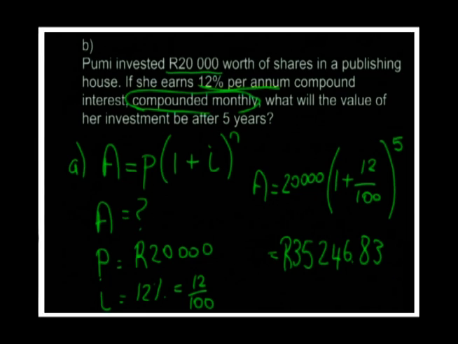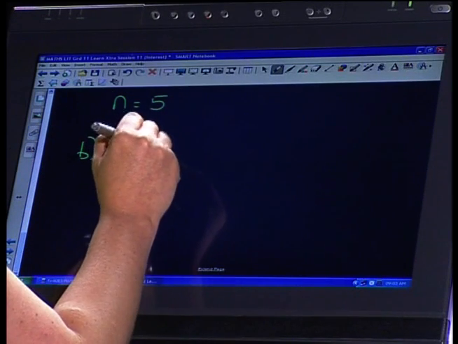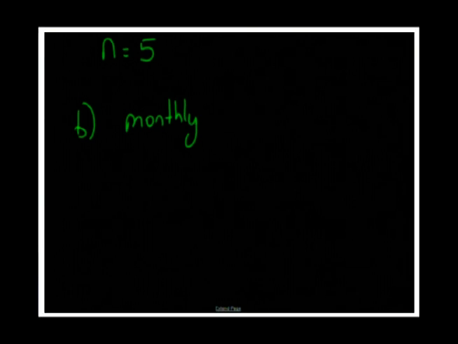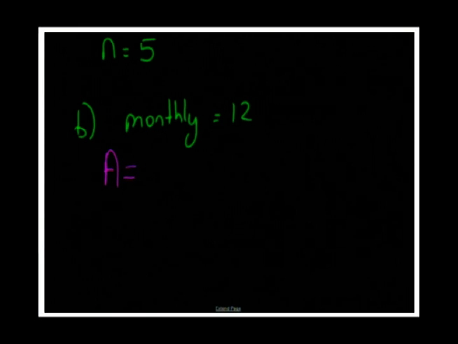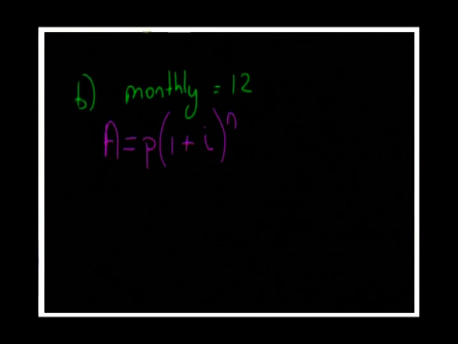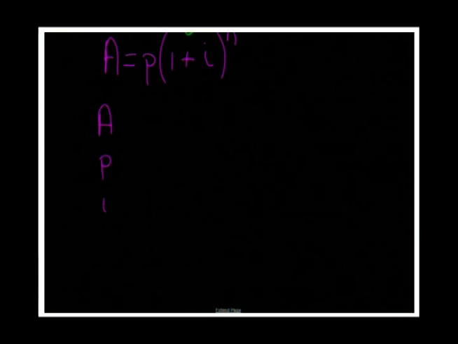So we've now got it compounded monthly. The first thing I'm going to do when I start this calculation is say it's compounded monthly, and I'm going to make a note that there are 12 months in a year. So her money is being compounded 12 times. So we write out our formula first. A is equal to P, 1 plus i, to the power of n. Again, I'm going to fill in all my details that I've got. So A, P, let's move down a little bit, i and n.